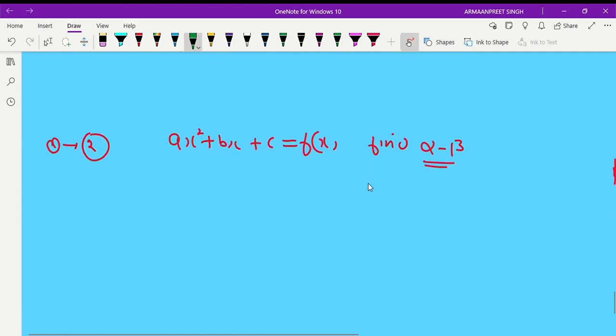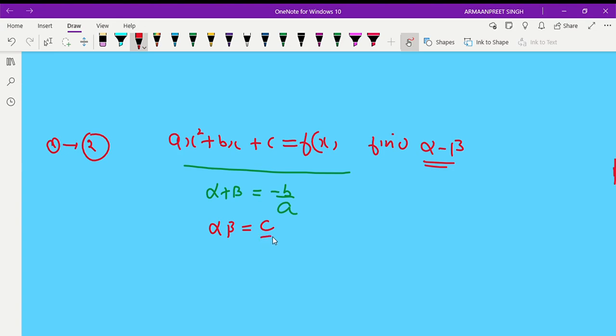So now the next question is of the same type. Alpha and beta are the zeros of ax square plus bx plus c. Find alpha minus beta. Only find alpha minus beta. So start with alpha plus beta. Alpha plus beta is minus b over a. Alpha into beta, alpha beta is c over a.